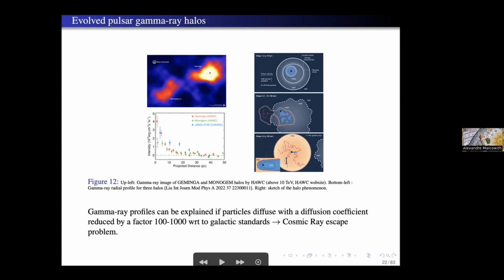And what we find is that at this high energy, this is a result by HAWC, you have a diffusion coefficient which is reduced by about 2 or 3 orders of magnitude compared to what we got from the B/C ratio, let's say, the standard diffusion coefficient of cosmic ray propagation in our galaxy. So something is going on here connected with the escape of cosmic rays. I will come back to that later. Cosmic ray escape is really a problem which is not solved yet.